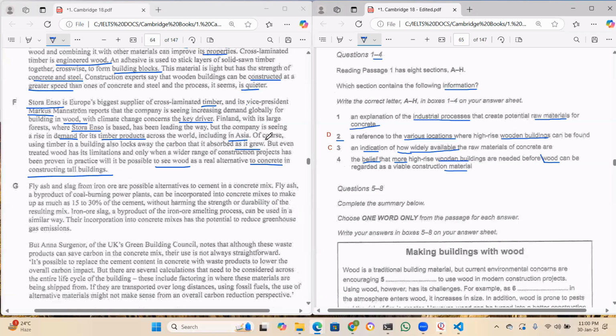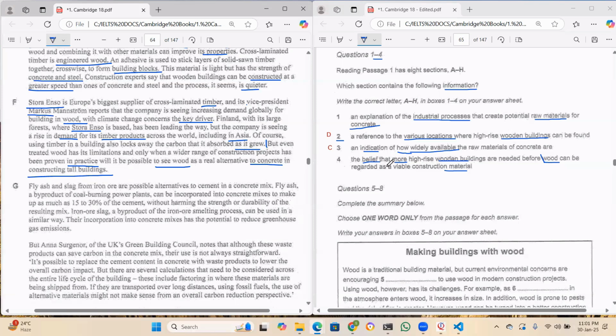Now read the last sentence, guys. Read this last sentence. But even treated wood has a limitation, and only when a wider range of construction projects have been proven in practice, will it be possible to see wood as a real alternative to concrete in constructing tall buildings. Yes, this sentence he has paraphrased into this. These two are the same sentences, the same meaning, but he has just paraphrased it.